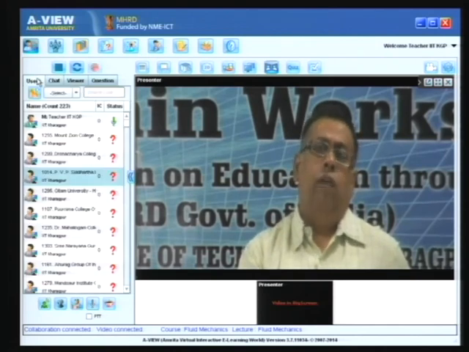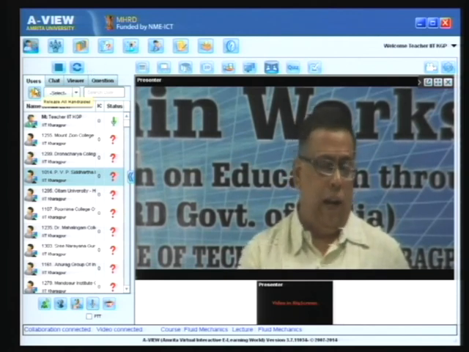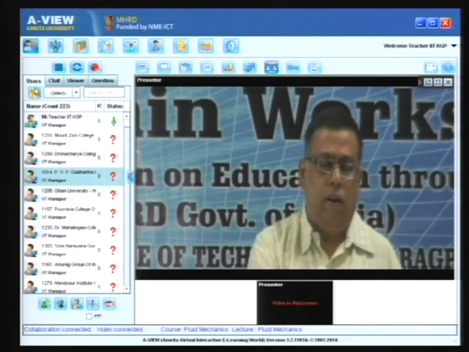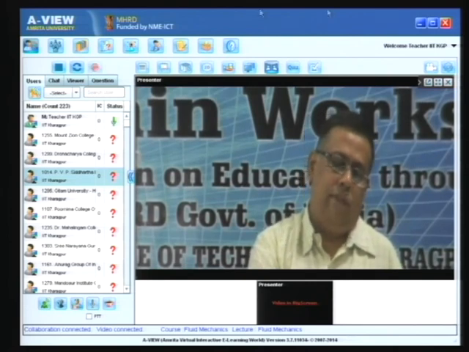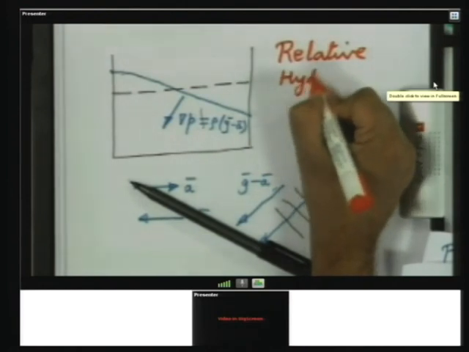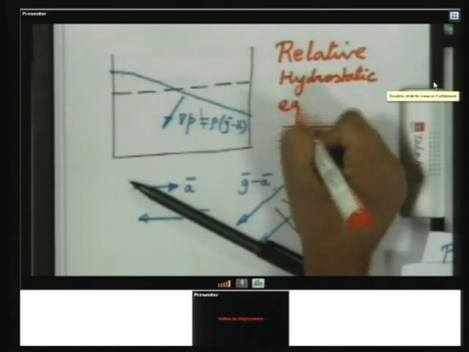But although the fluid is moving, this topic you will find in most books is covered in a chapter on fluid statics. The reason is that relative to the tank, the fluid is at rest. So, this is what we may call relative hydrostatic equilibrium.